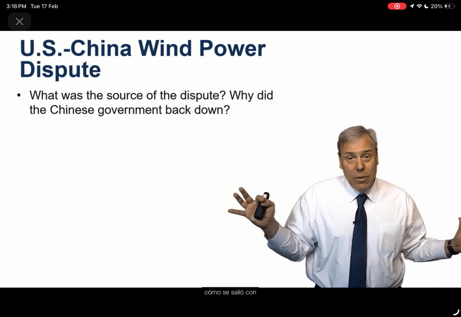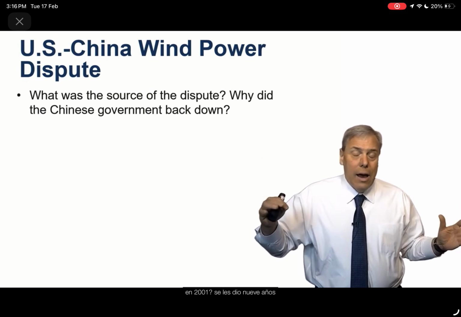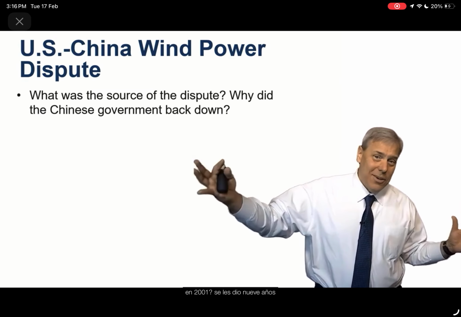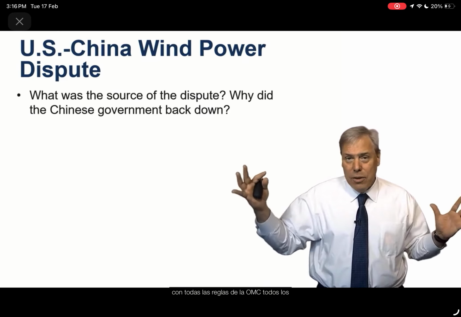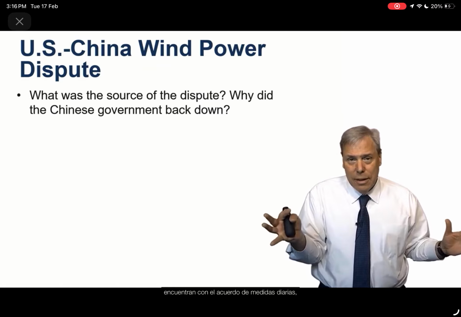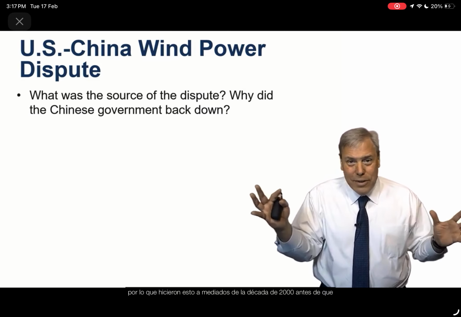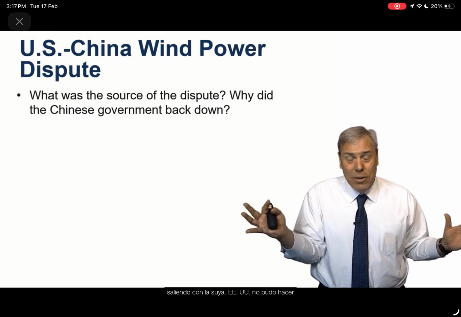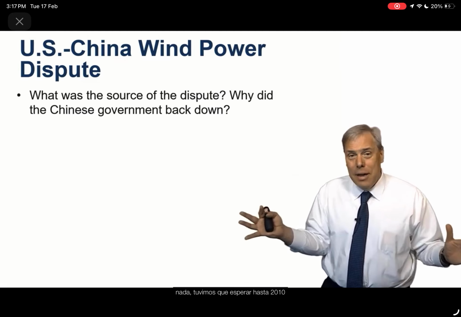How did China get away with this? Well, remember, when China joined the WTO in 2001, they were given 9 years before they had to be fully compliant with all the rules of the WTO, all the agreements, including the Subsidies and Countervailing Measures Agreement. So they did this in the mid-2000s before they had to be compliant. They were getting away with it. The U.S. couldn't do anything. We had to wait until 2010, right?